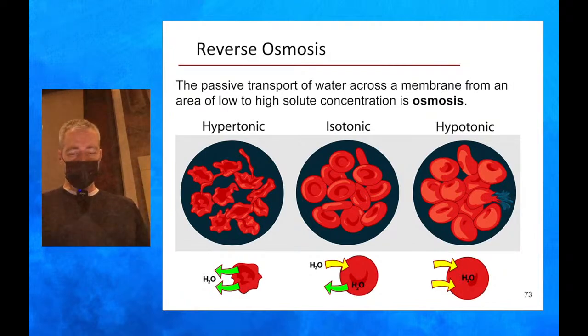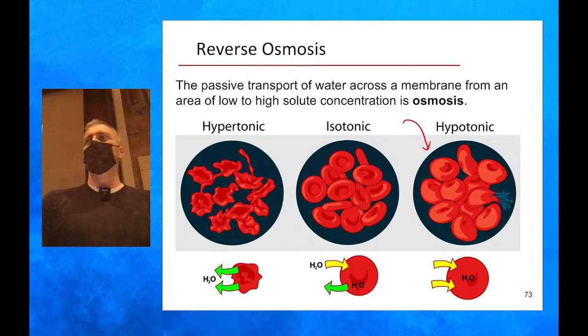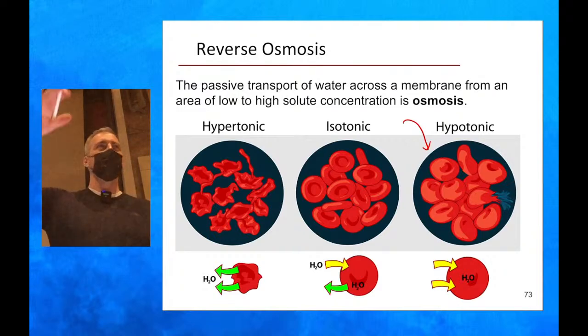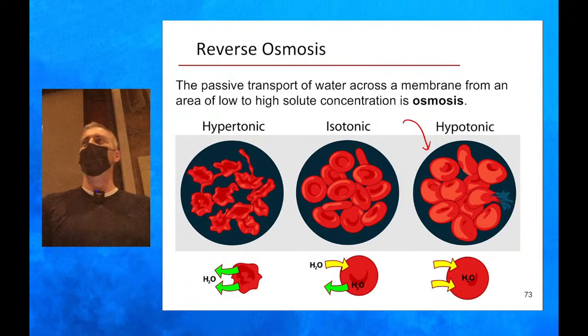But if you were to take those blood cells and put them into pure distilled water, what would happen is the distilled water would want to enter the cell to dilute it, to balance out the concentration of ions inside and outside the cell. The problem is, in distilled water there's no dissolved material. Water's just going to continue entering the cell until the cells grow so large they can burst.